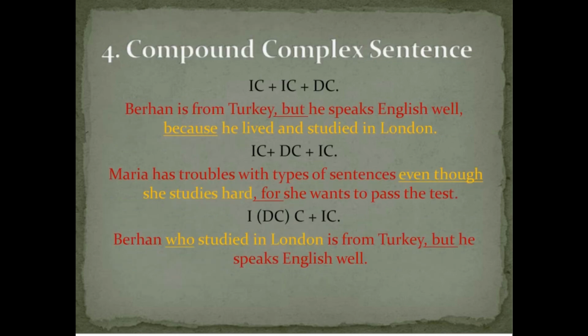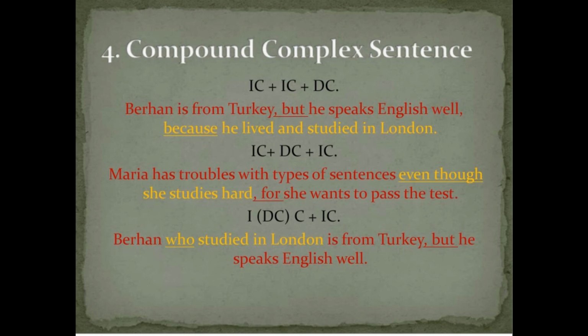A compound complex sentence has to have at least two independent clauses and at least one dependent clause. Let's take a look at some examples. "Berhan is from Turkey, but he speaks English well because he lived and studied in London." We have two ICs: Berhan is from Turkey. He speaks English well. And one DC with the subordinator "because".